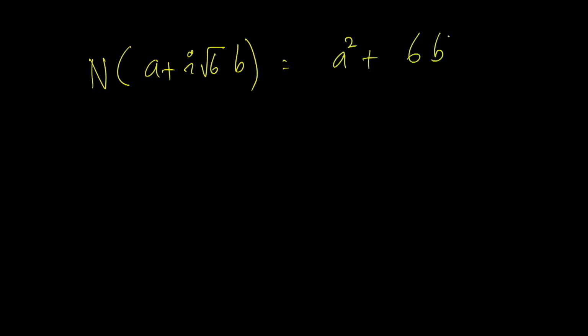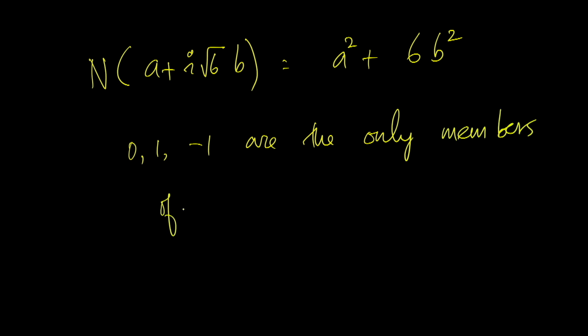Let us define the norm of one such number as a squared plus 6b squared, the square of its absolute value. 0, 1 and minus 1 are the only members of C with a norm of value less than or equal to 1.